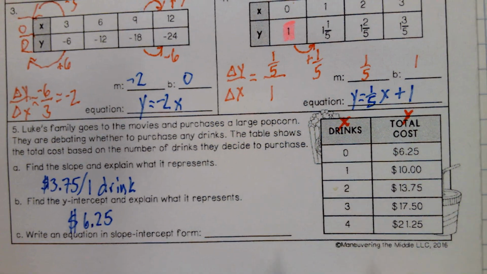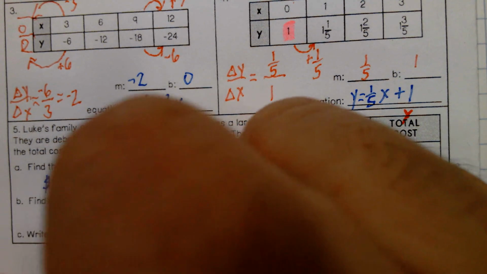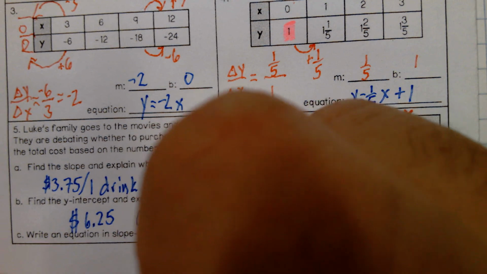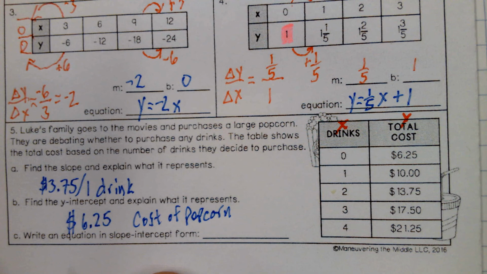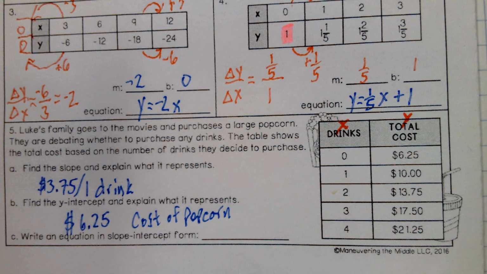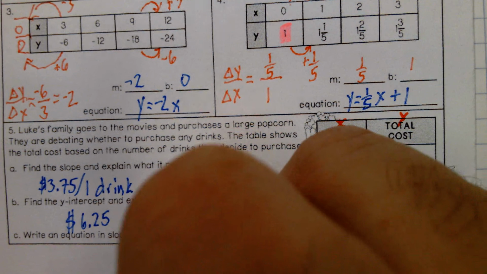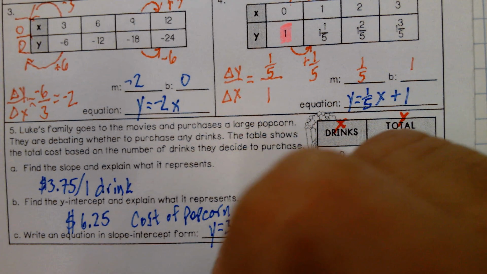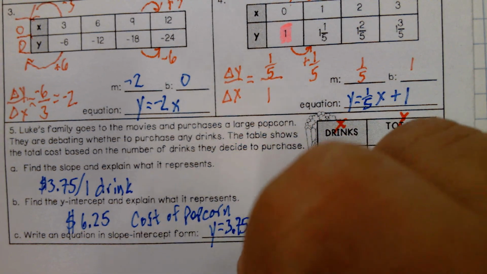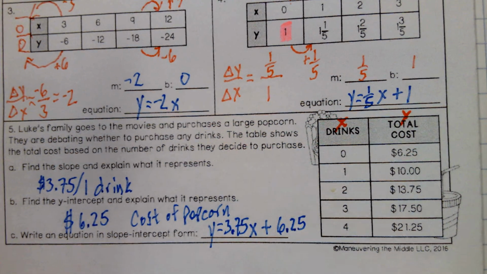It just represents the amount that the popcorn costs. So in the context of this situation, that's the cost of the popcorn. You pay the cost of the popcorn, then depending on how many drinks, that's your rate. Let's write down the equation then. Y equals 3.75 times X, the number of drinks, plus $6.25 for that popcorn. And that would be the total cost.